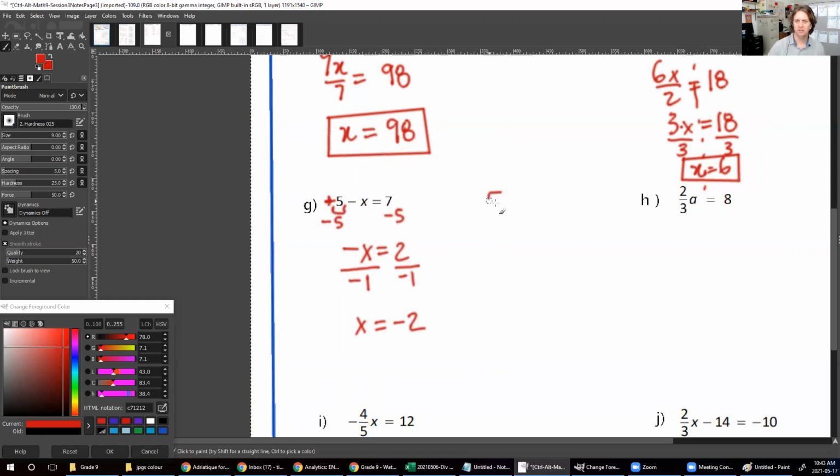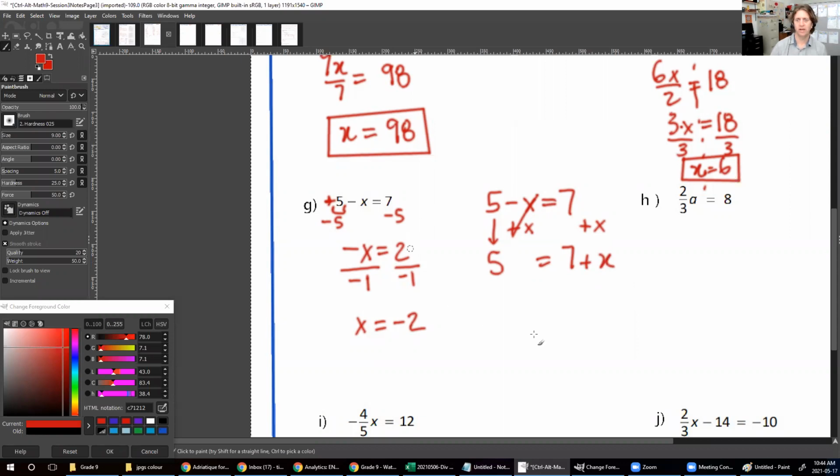The other way that you could do this, and this is probably how you should start these, is you say, okay, I want to put all the x's as positives. So what if I move this to the other side? What if I added x to both sides? I would still have 5 here. This comes down. These are 0. 7 plus x.